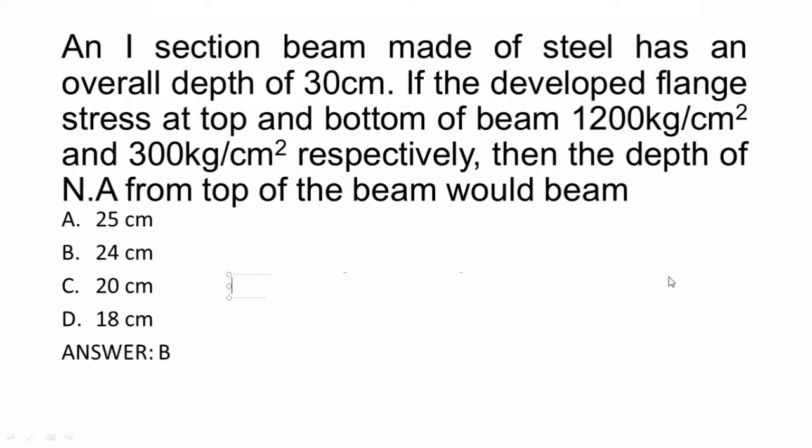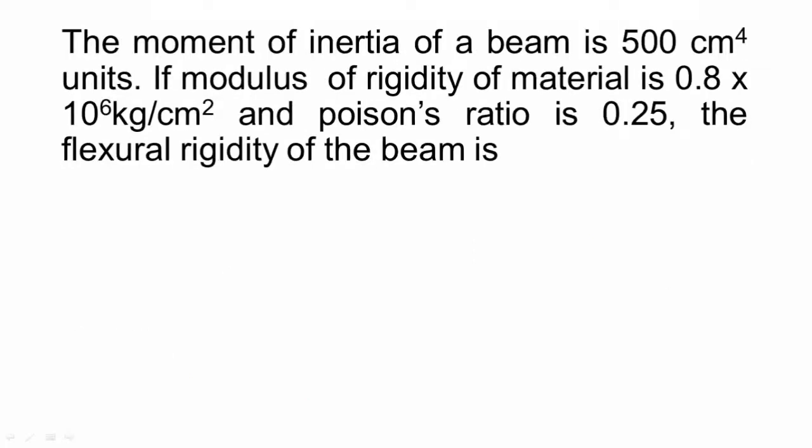Let us go to next question. The moment of inertia of a beam is 500 centimeter raised to 4 units. If modulus of rigidity of material is 0.8 into 10 raised to 6 kg per centimeter square and Poisson's ratio is 0.25, the flexural rigidity of the beam is. So flexural rigidity is nothing but EI value. So without going to option, we can directly calculate the value.